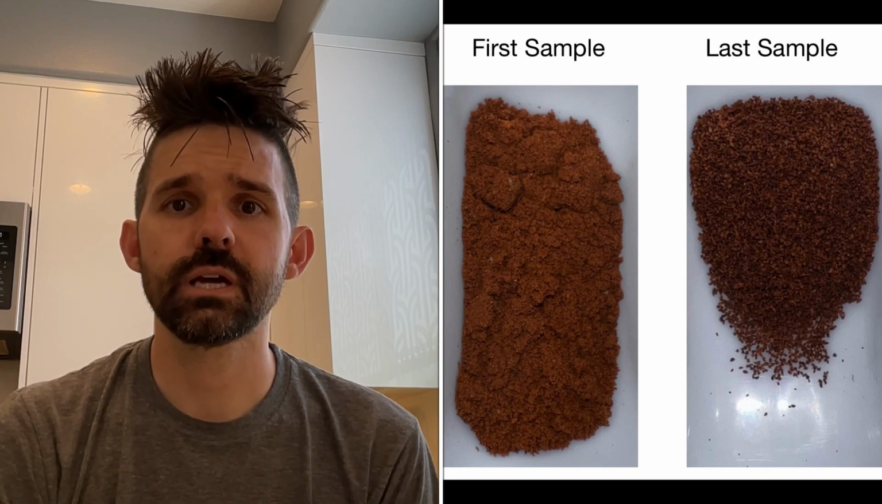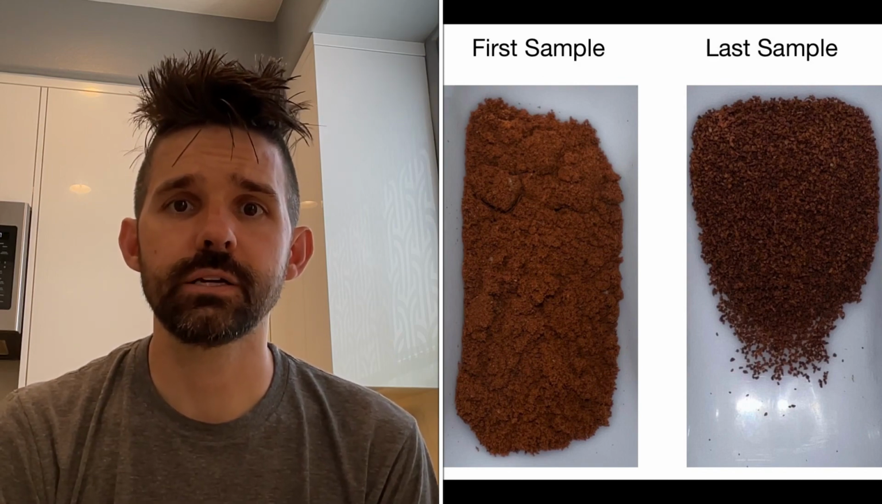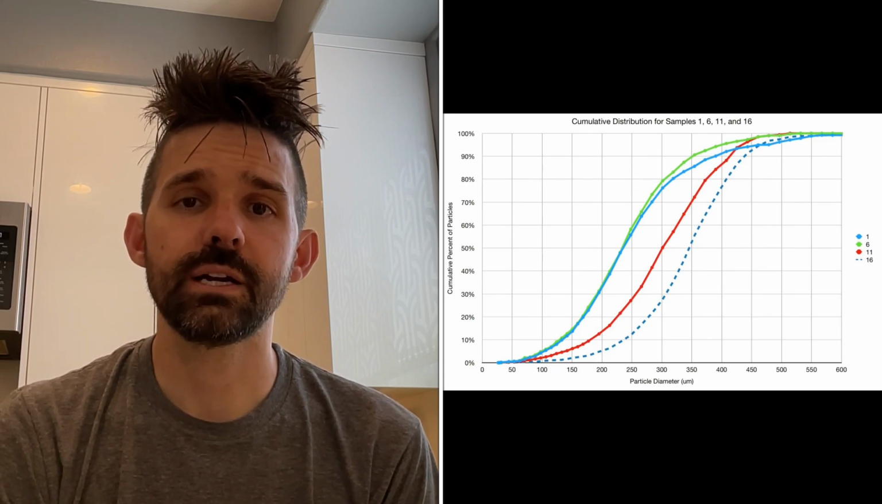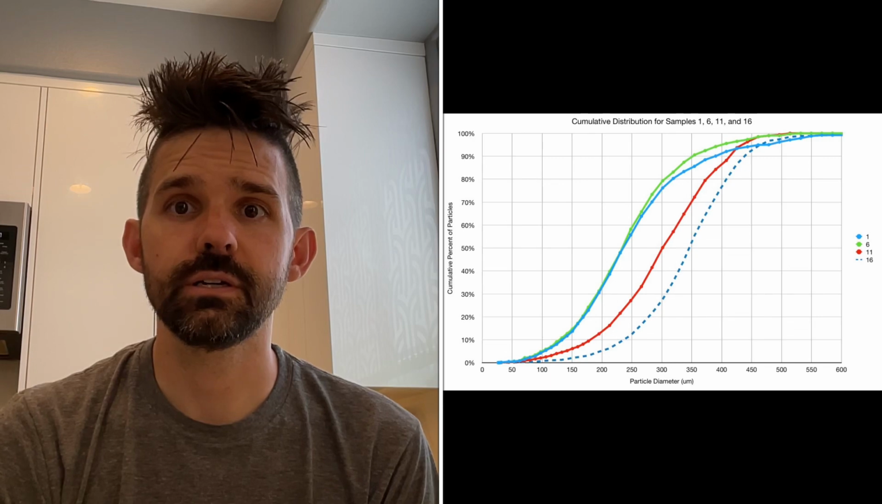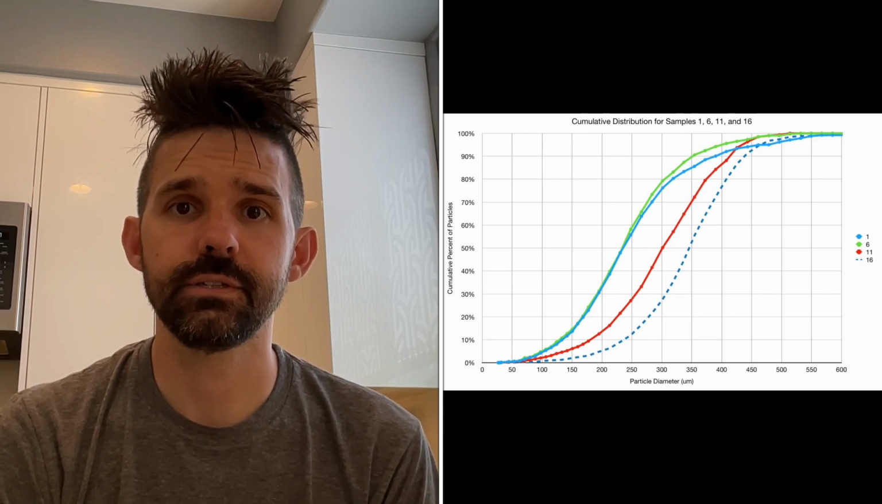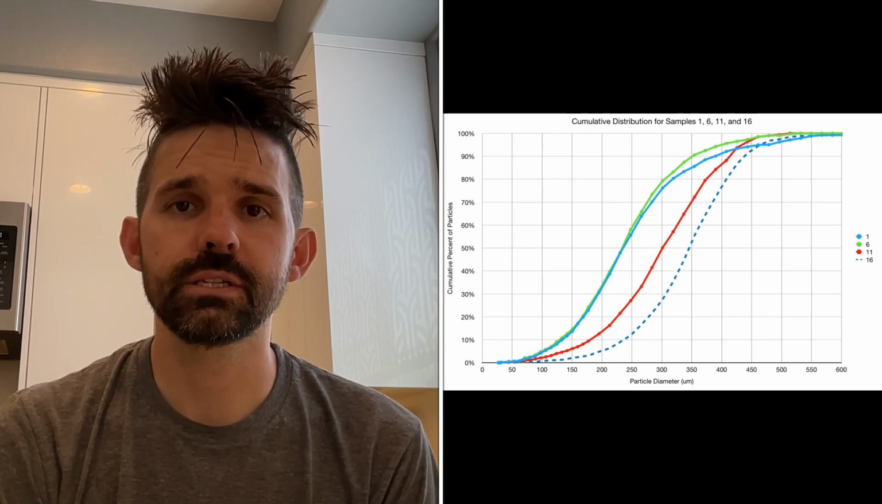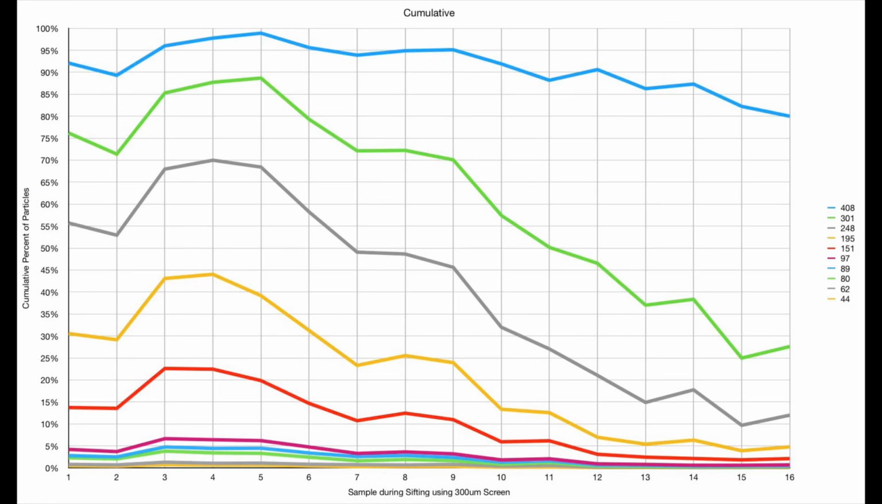From these images, I did some image processing to measure the particle sizes based on the area of each particle. There are 16 samples and I plotted just 4 here. There's a clear shift, but it doesn't start appearing immediately during the sift. Let's look at a few points on the cumulative distribution for each.